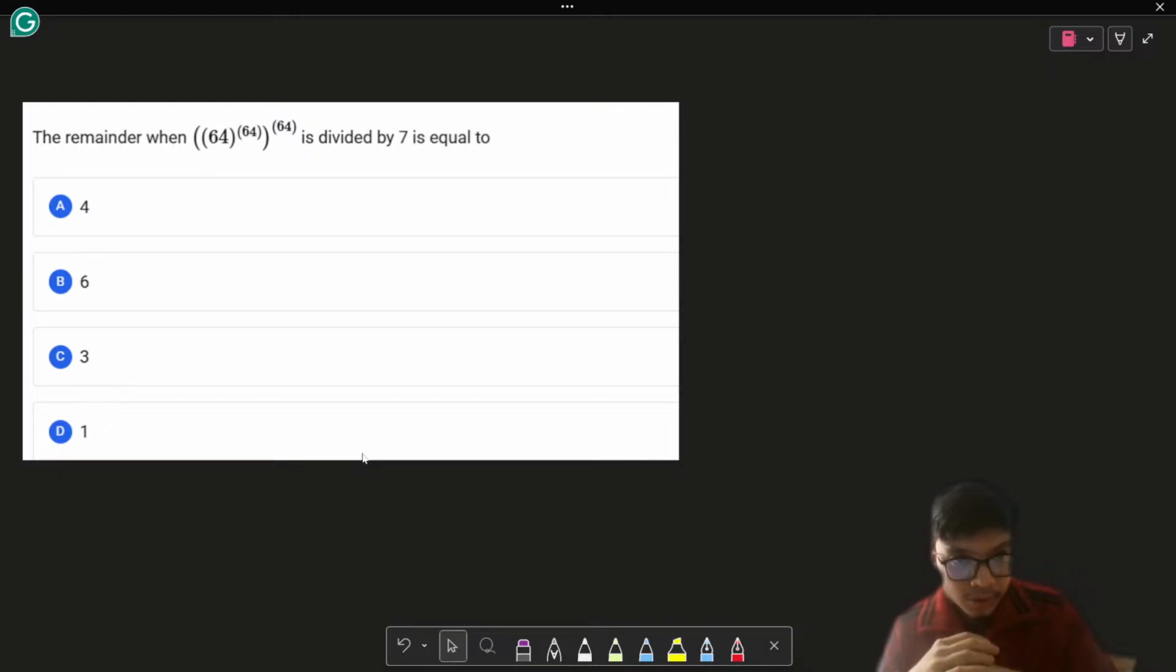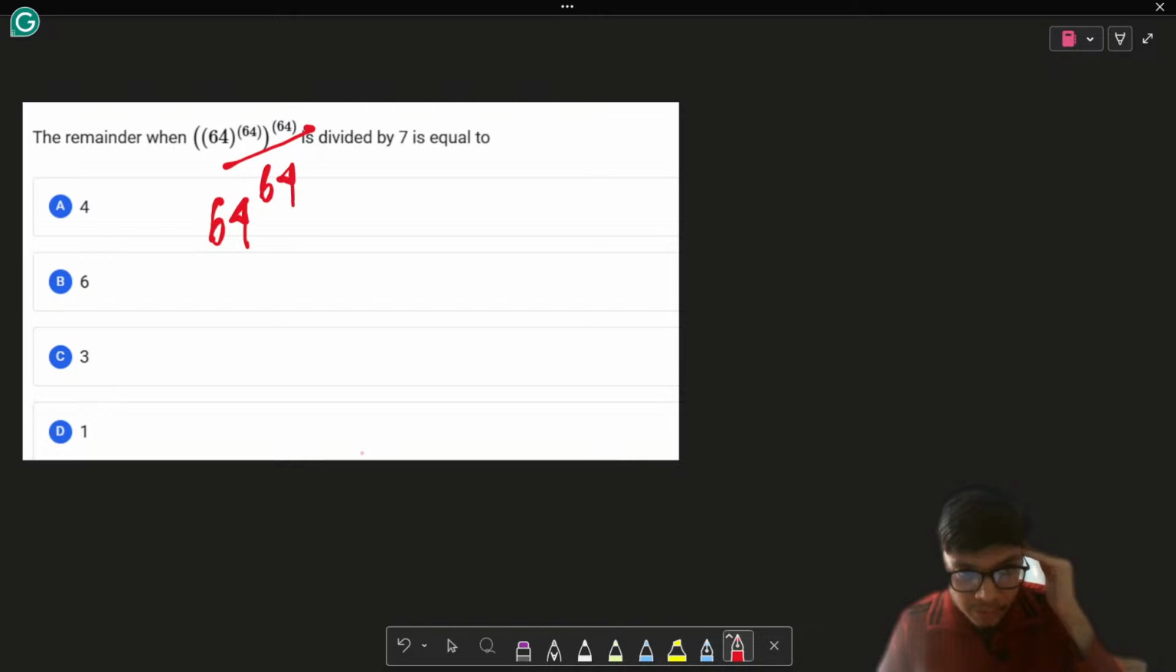So what is the basic solution for this kind of problem? Whenever we have exponential terms, which is basically something like this, let us try to simplify this expression. Let us take 64 to the power 64 as the only expression, right? So when I have this kind of expression, and it has to be divided by 7, we have to find out the remainder, right?